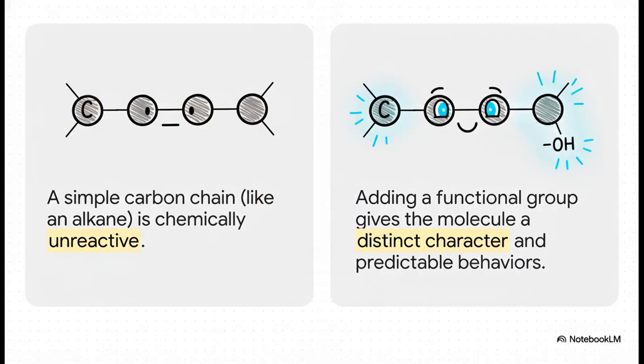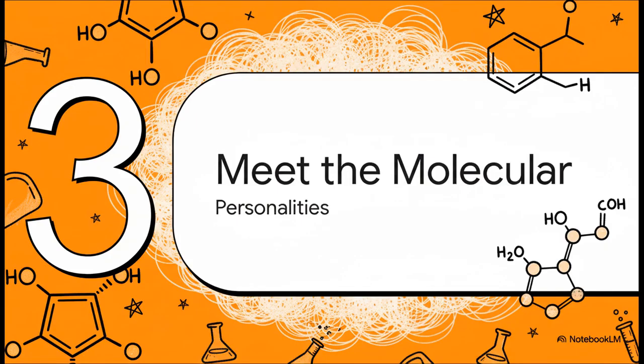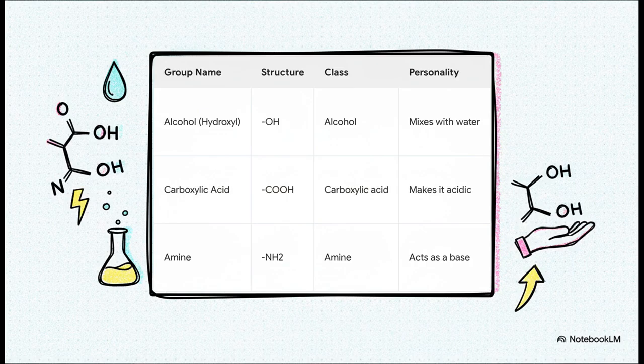This comparison just shows it perfectly. Over on the left, you've got a basic carbon chain, an alkane. It's like a blank slate. It's stable, pretty unreactive. But look over to the right. Just by adding that small cluster of atoms, that functional group, we've given the molecule a personality. Now it has predictable behaviors and a totally distinct chemical character. So, now that we know what they are, let's actually meet a few of these molecular personalities and see what makes them tick.